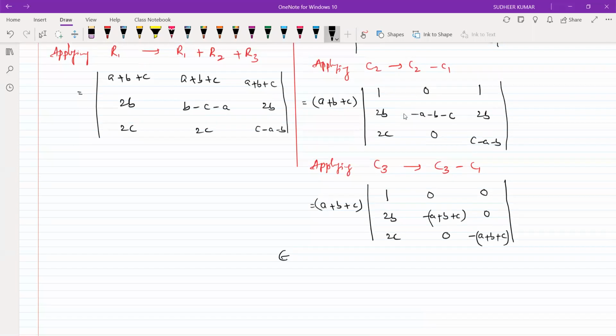Now expand it. Expanding along R1, we get A plus B plus C remaining the same, into 1 times multiplying these two: minus of A plus B plus C into minus of A plus B plus C.